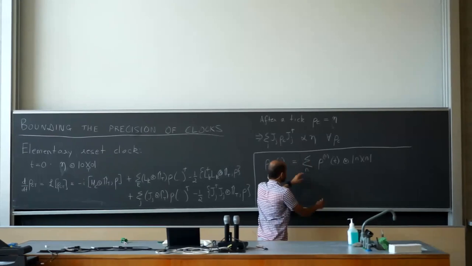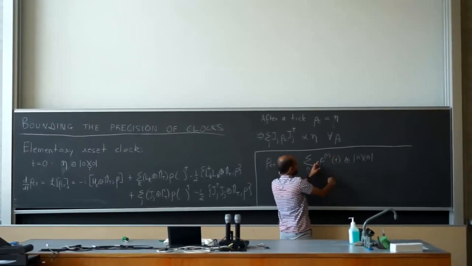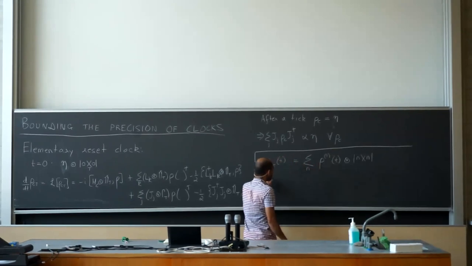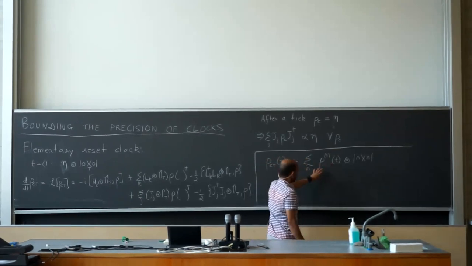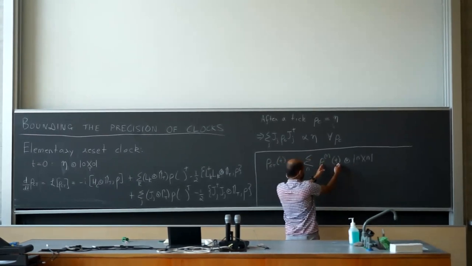and what that means is that each of these states alone have trace less than one because the sum of all of them will be a normalized state. And also, what it means is that if I was to measure the register at any time, the probability of getting the value n would, of course, just be the trace of this state.